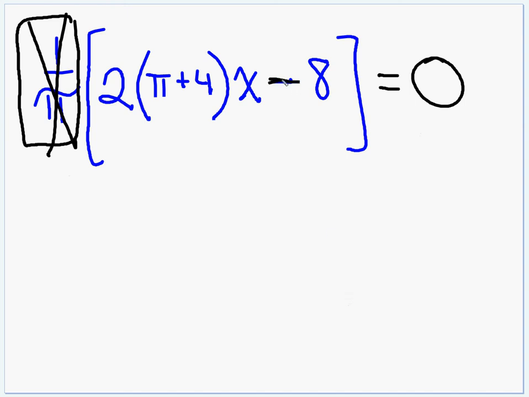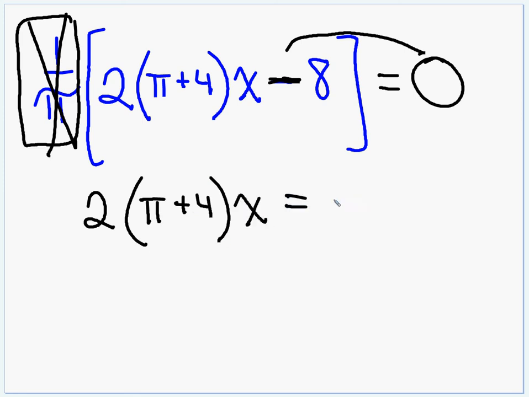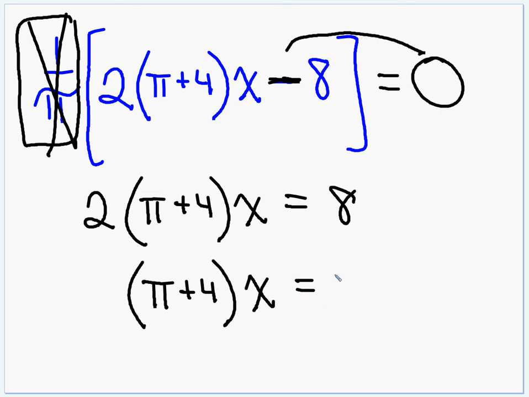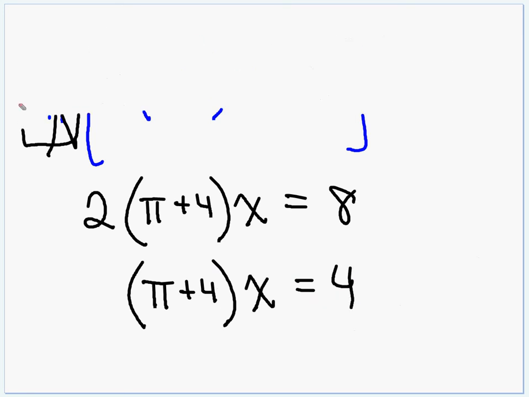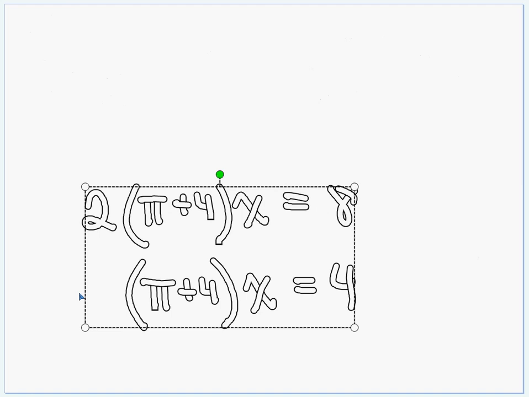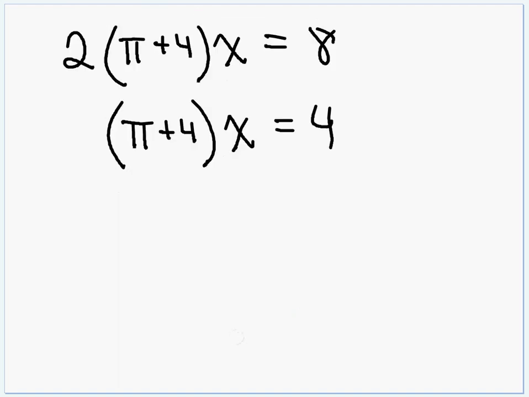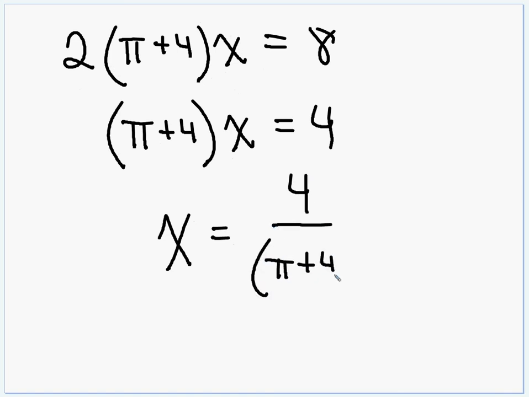Now, let's get rid of this minus 8. Let's move it over to the other side and add. So that's going to be 2 times the quantity pi plus 4 times x is equal to 8. Now let's divide by 2. So the left side is just quantity pi plus 4 times x is equal to 4. And to get x alone, we just have to divide by the quantity. x is equal to 4 divided by quantity pi plus 4.